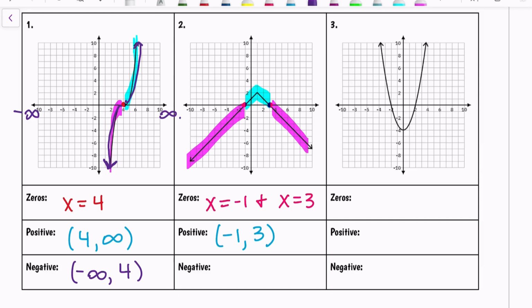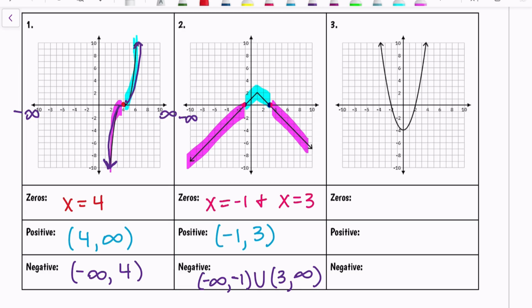So from the left-hand side, negative infinity, it's negative until it gets to -1. And then I use a union to show, hey, there are 2 negative sections, not just 1. The other negative section starts at 3 and goes below the x-axis for the rest of the graph, which is forever to the right, which is positive infinity.